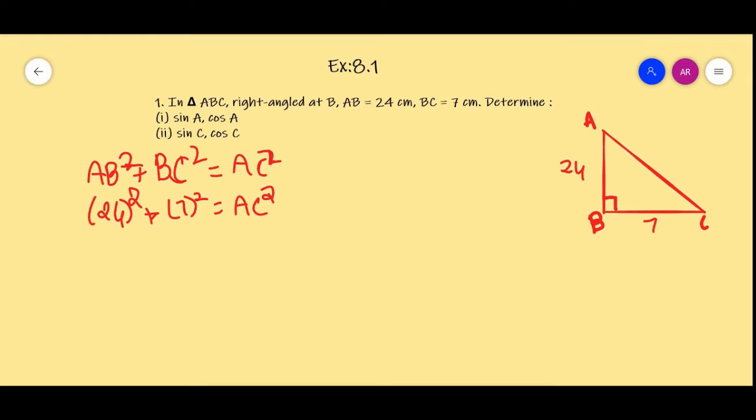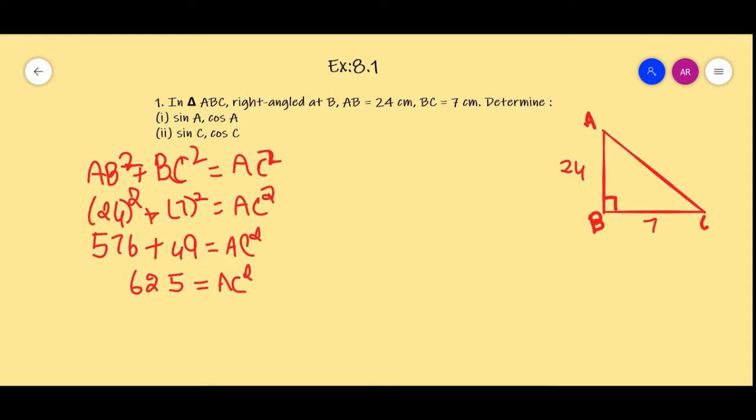If you have learned them, then you would quickly shout out the answer of 24 square, which is 576, and the square of 7 is 49. So 576 plus 49 would be equal to AC square. What is 576 plus 49? Simple math, it's just 625, which would be equal to our AC square.